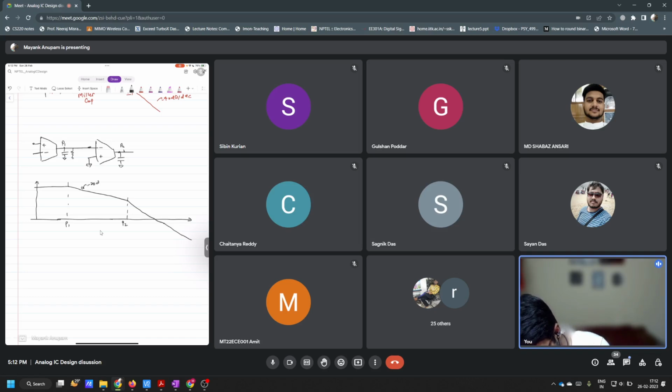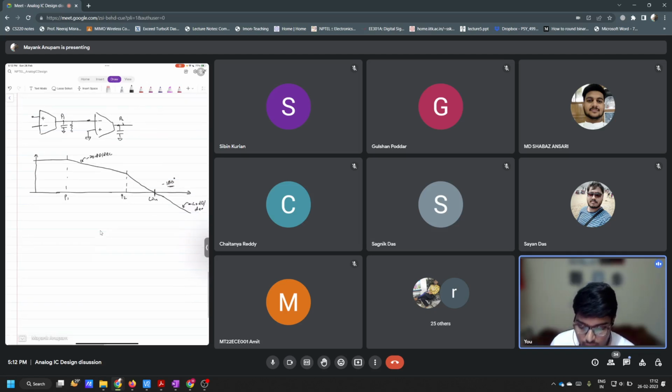This is minus 20 dB per decade, and this is minus 40 dB per decade, and this is the UGB, omega u. But at this point the system phase margin, phase response, phase delay has already reached what, minus 180 degrees, right? Close to minus 180 degrees. So the system will be very close to instability.